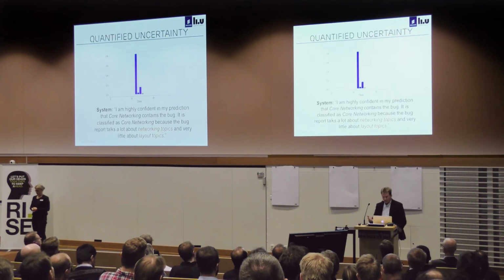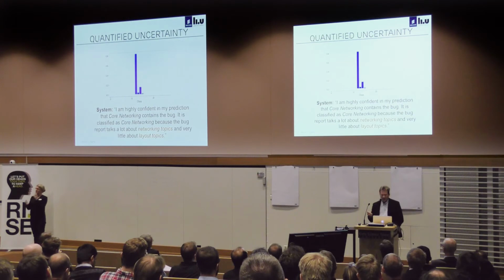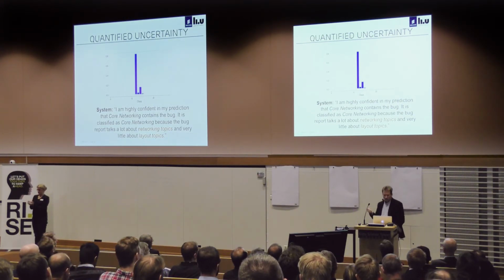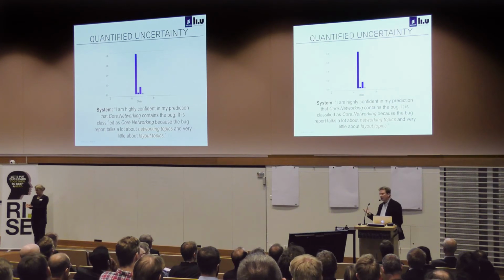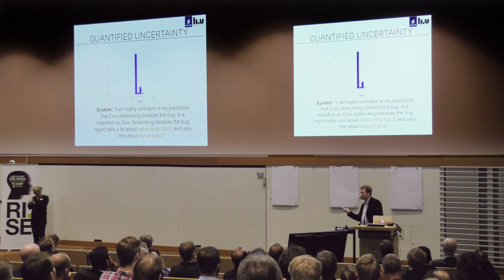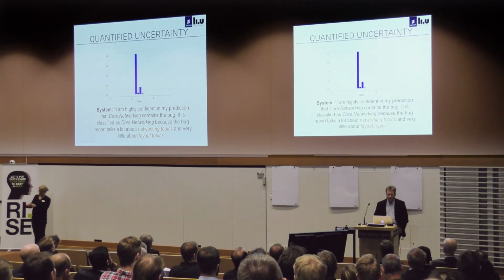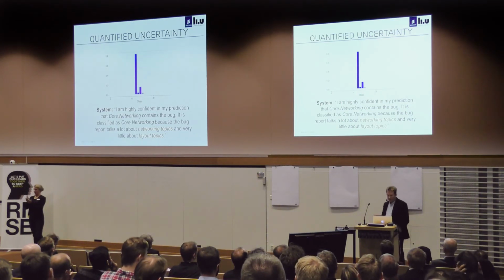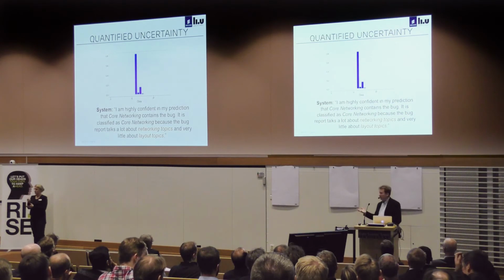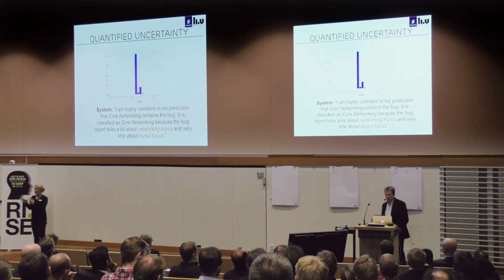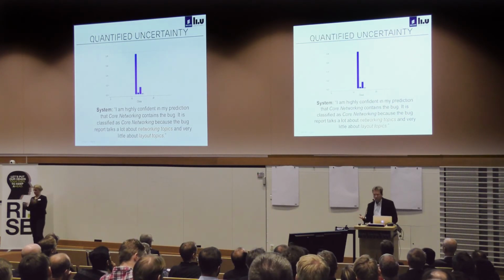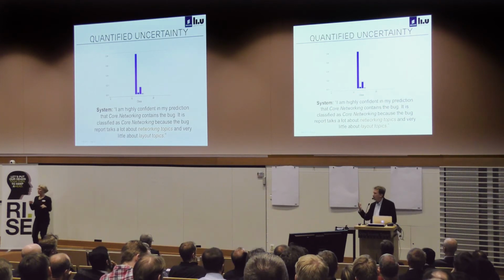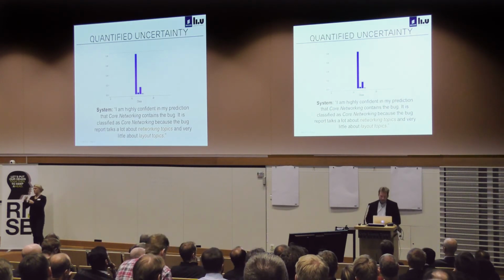Another advantage with our model is that we get this uncertainty measure. The model can tell us, well, I'm 80% certain that my prediction is correct, and we can then give a kind of explanation to the engineers who look at this prediction later on. The model can say, well, I'm highly confident in this prediction, that it's the core networking, and that's because this bug report talks about networking topics and doesn't talk about layout. So we get an explanation of why the model makes a particular prediction.